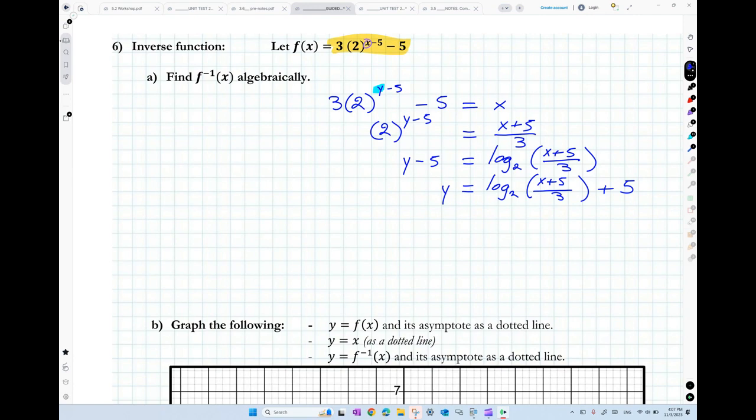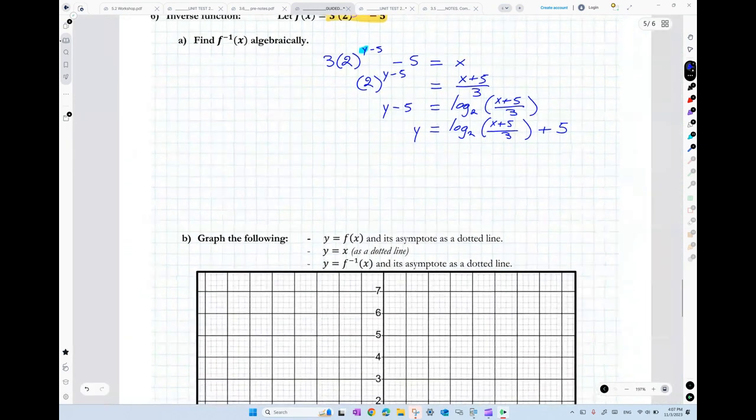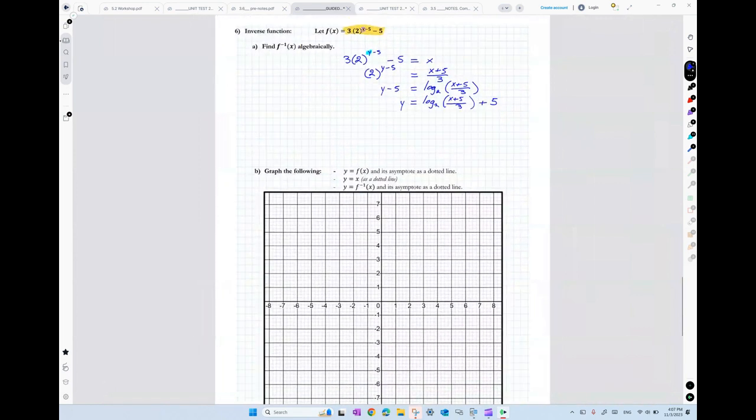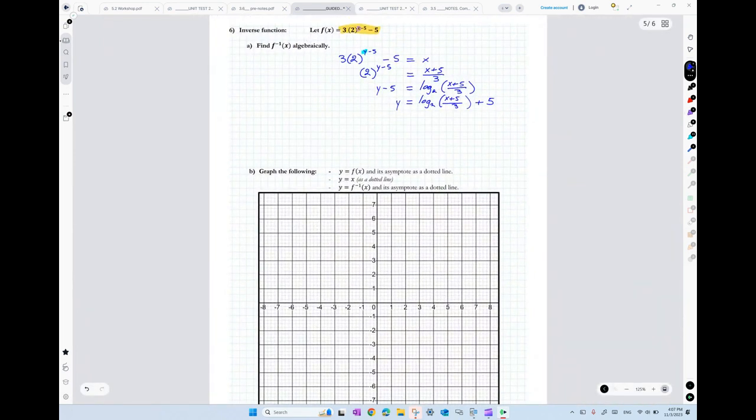Now, graphing all of that. So first, I'm being asked to graph f of x. So you need to identify h, which is positive 5, and k, which is negative 5. 5, negative 5, right here. It is an exponential function. So here is my horizontal asymptote.